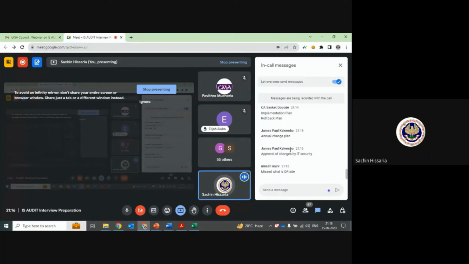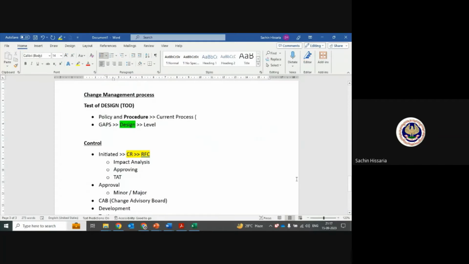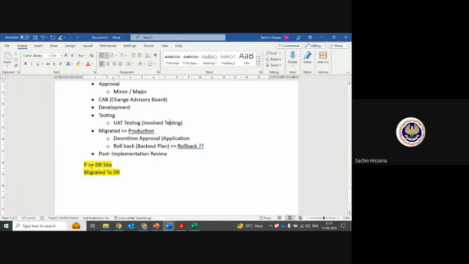Umesh asks what a DR site is. I will tell you. First is your primary site. For example, suppose your entire data is hosted at a Mumbai location. Mumbai is your primary site where your entire data is hosted.